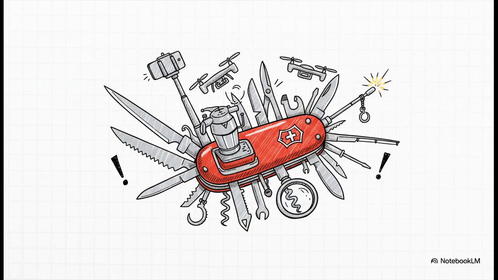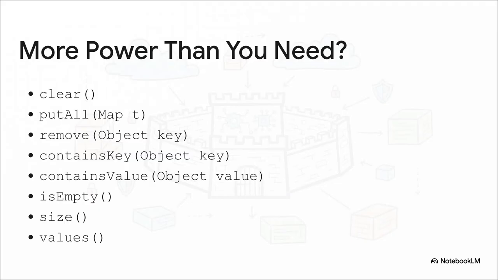Let's make this real. The source material uses the absolute perfect example: Java's good old Map interface. It's everywhere, it's incredibly useful, and that very power is exactly what can make it such a liability if we're not careful. I mean, just look at this.